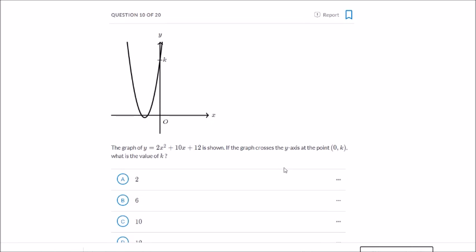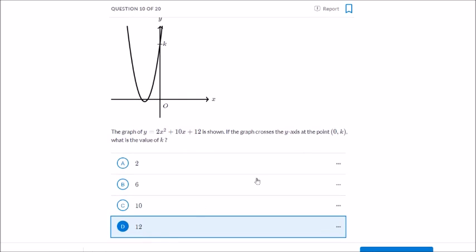So this is the graph right here, and if the graph crosses the y-axis at 0, k, then what's the value of k? Well, it's 0, k, so you can just put the 0 into the function. The answer is 12. It's simple enough. You just put 0 into the function. The y-intercept is always 0, k. It says the graph crosses the y-axis, so definitely the y-intercept, and it's just 12.